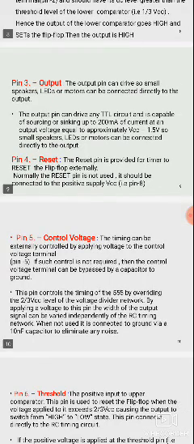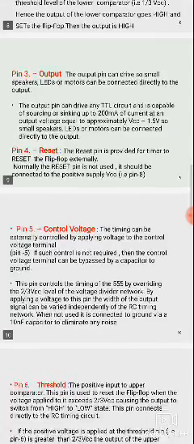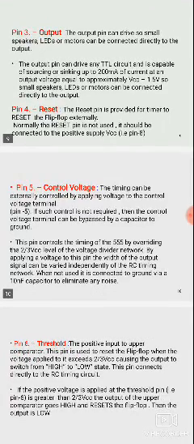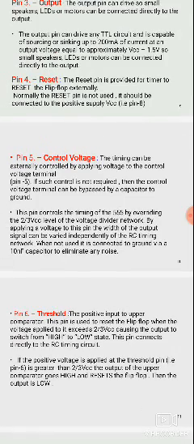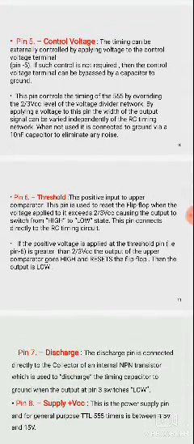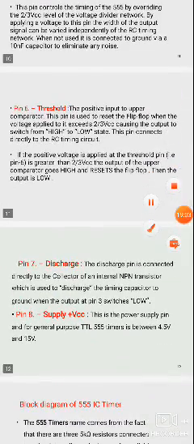The fourth one is reset. As the name itself says, reset returns the flip-flop to its original position. Next, control voltage. The control voltage is used for voltage controlling purposes. When we are not using the control voltage, it is bypassed by a capacitor to ground. Threshold: when the threshold input voltage is greater than 2/3 VCC, the output switches from high state to low state.